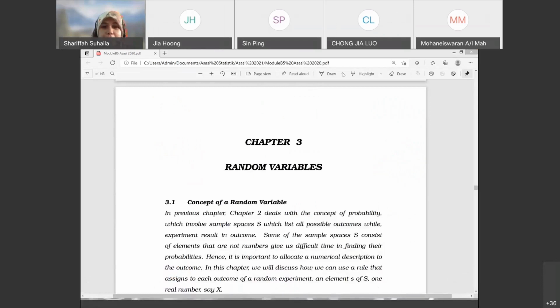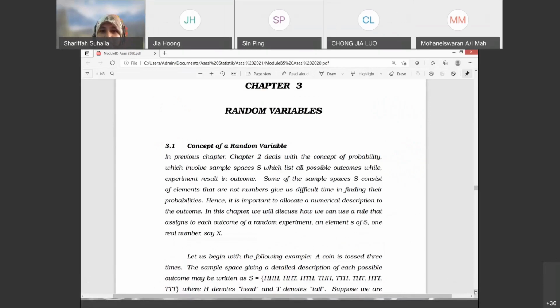Okay. So again, we already look at the definition for random variable. In Malay, we call this one pemboleh ubah rawak. So it relates to the concept of probability. When we mention probability again, you will have a sample space.